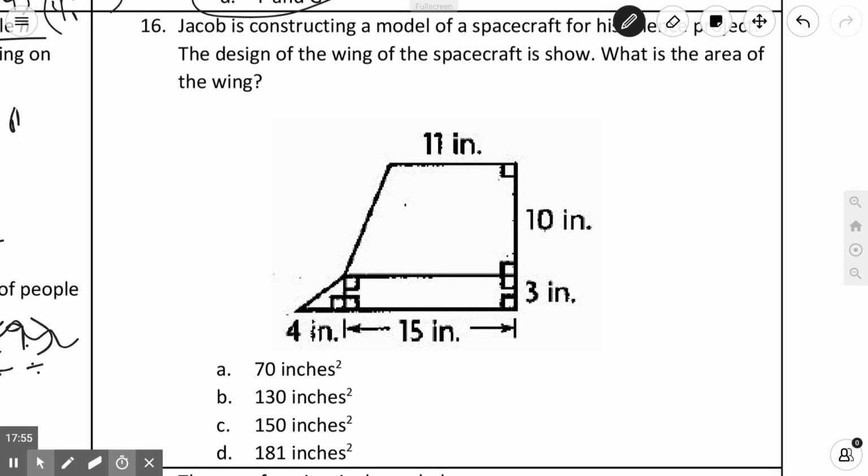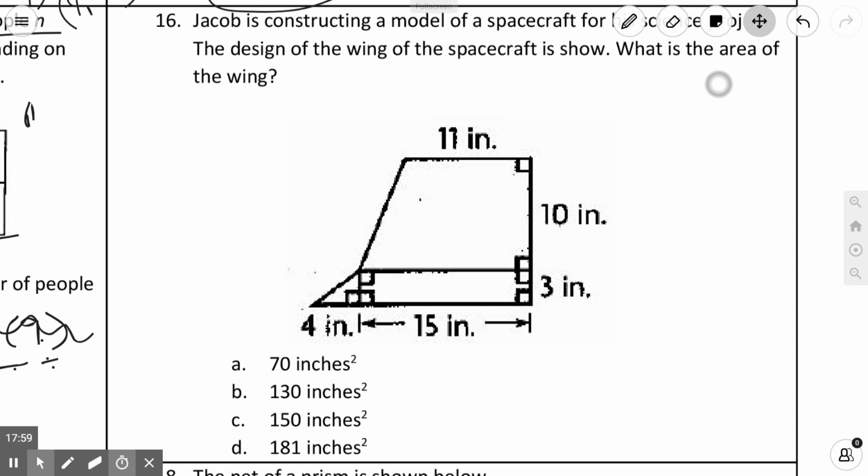Next problem, Jacob is constructing a model of a spaceship for a science project. The design of the wings of the spacecraft is shown. What's the area of the wing? So I've got a rectangle, a trapezoid, and a triangle. So the base of this triangle is 4, and the height is 3.